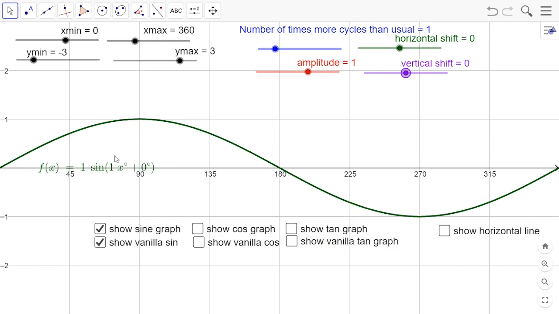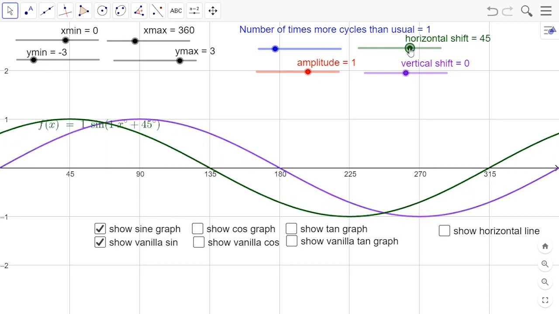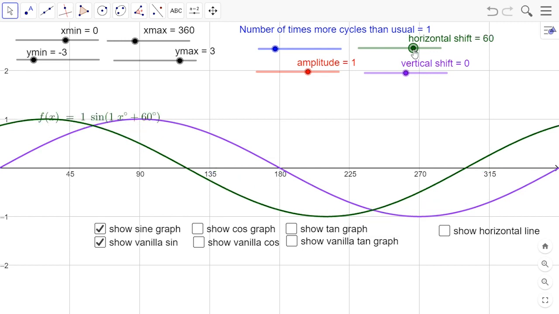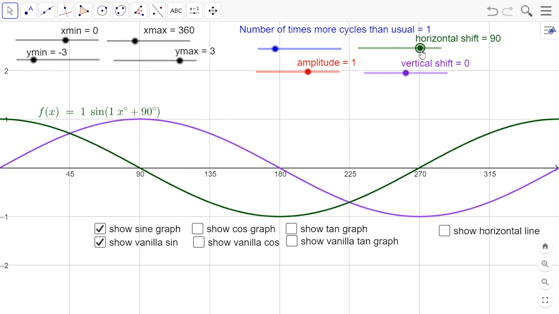Next up, we're going to look at the horizontal shift, where we add or subtract an angle to x before we find the trig ratio. So for example, I'm going to work out the sine of x plus 20, x plus 30, x plus 45. What you'll see is that the green graph is just the vanilla purple graph shifting across to the left. And it ties in exactly: when we shift the sine graph 90 degrees to the left, we actually get a cos graph. That shouldn't surprise us. It ties in exactly with our reduction stuff.